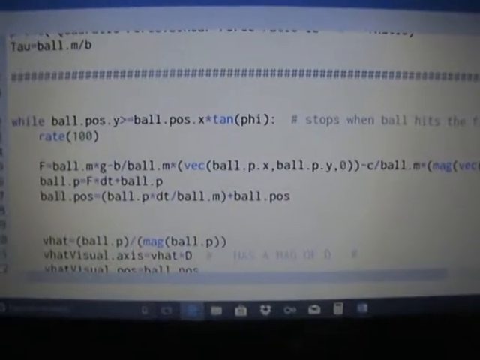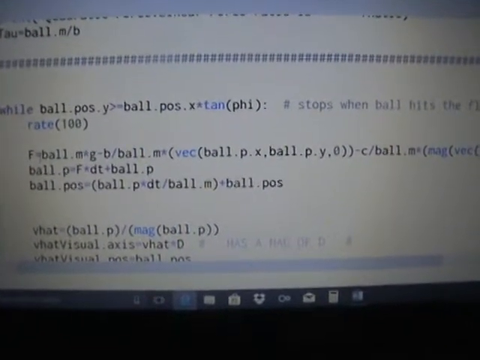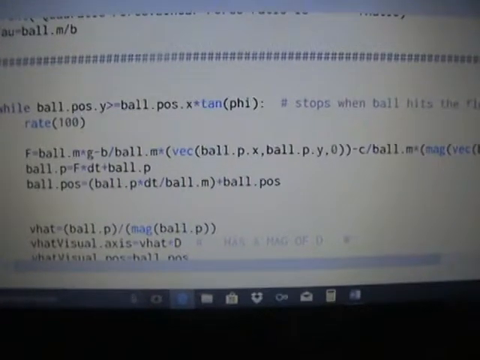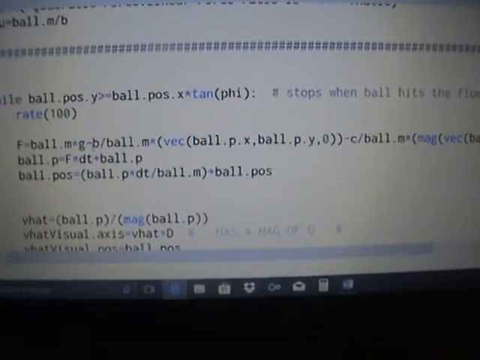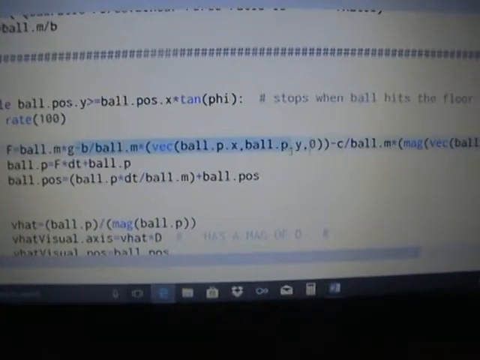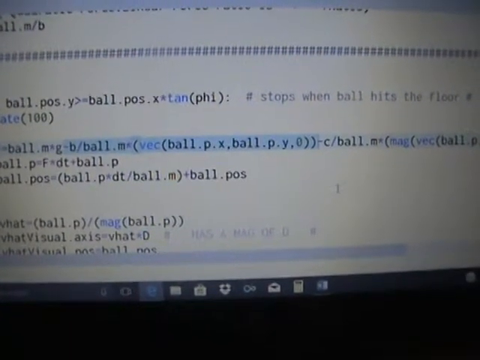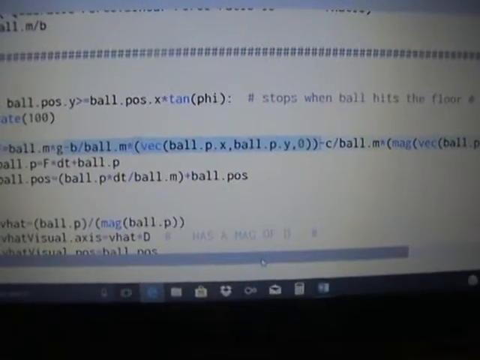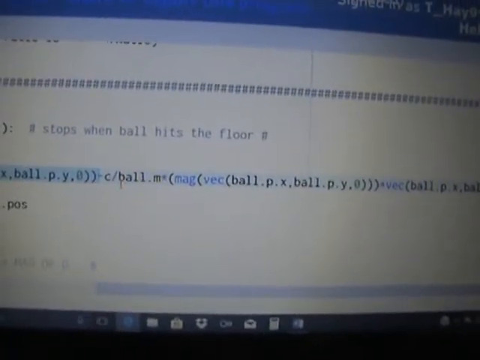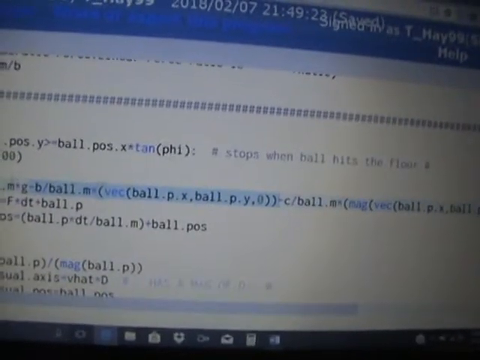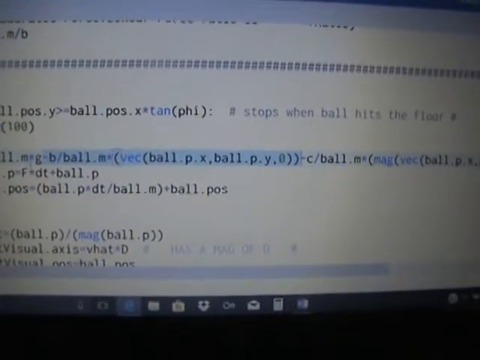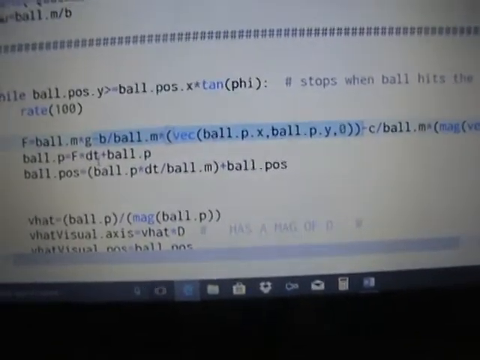Okay, so this is the force. I have the force of gravity in the down direction. I have the linear term, which is against the velocity of the object. That's negative b vector v. And this is the quadratic term, negative c magnitude v times vector v. And I've gone out and did those. Now this calculates it and gets a vector. These are all vectors. So this is the resulting vector, and I multiply by time step dt.